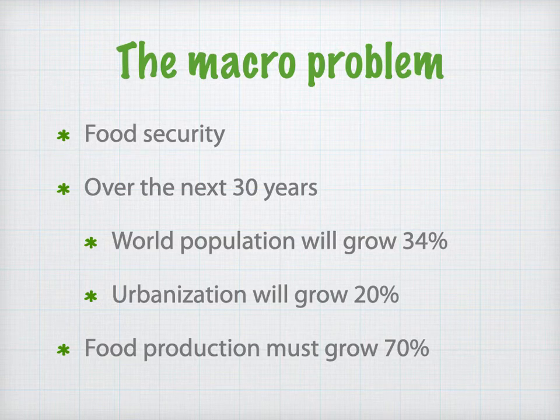Food security is a macro problem for the world because over the next 30 years, the population will grow by 34% and urbanisation will grow by 20%. An urban population tends to be richer and eat more. As a result, food production must grow by 70%.